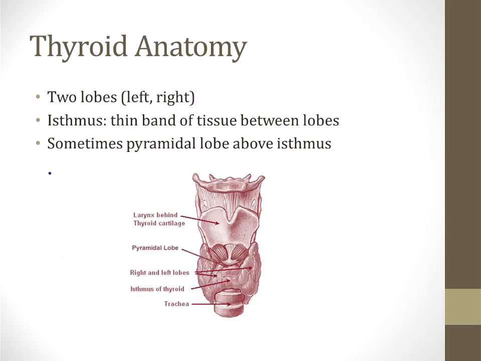Let's start by reviewing the anatomy of the thyroid. You may know that it sits in the neck just in front of the trachea as shown in this picture down at the bottom. It consists of two lobes, a right lobe and a left lobe. I'm circling these now with my pen. It also has a thin band of tissue between the two lobes, and that is called the isthmus. And then sometimes there's an extra lobe sitting above the isthmus, and that is called the pyramidal lobe.